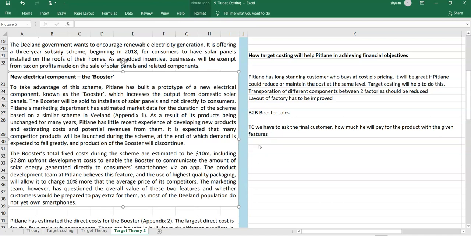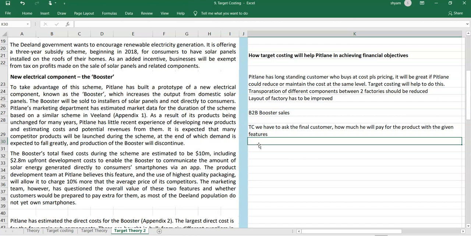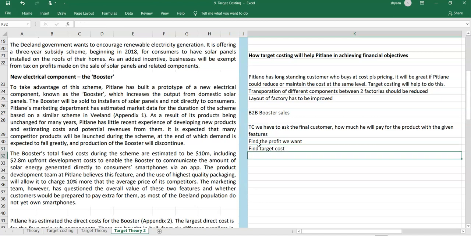So first we have to ask that. So the second step would be to find the profit we want. Then we have to find out the target cost. So again, these are the steps here.